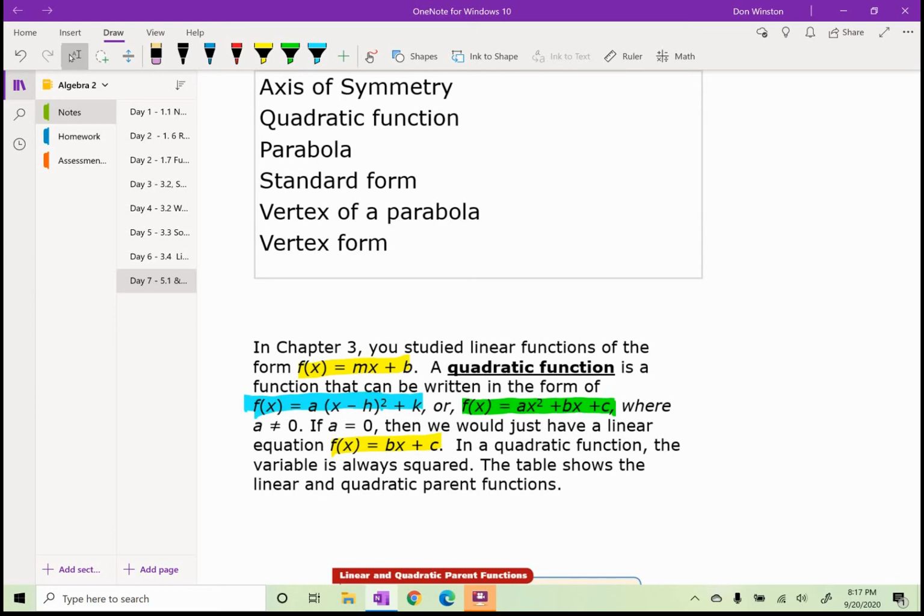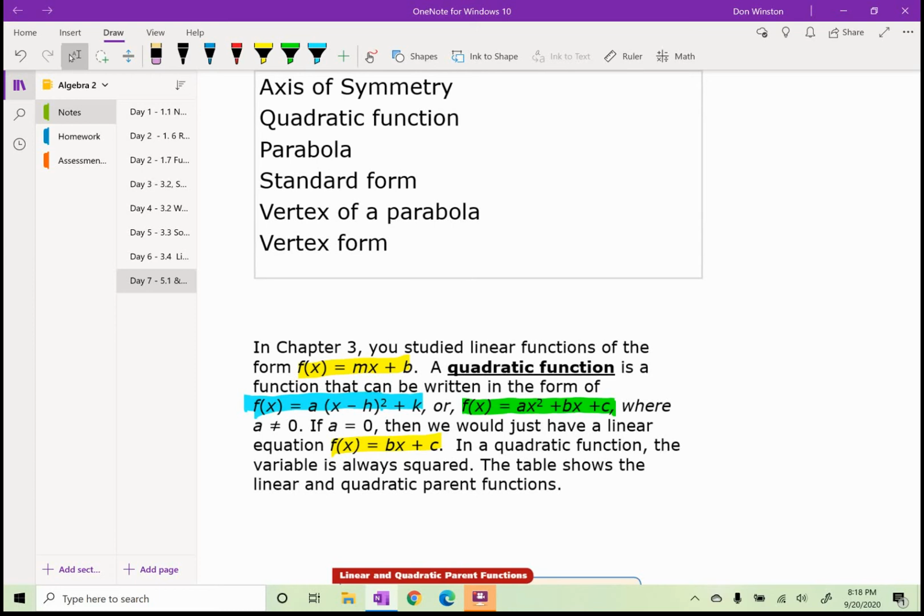A quadratic function is a function that can be written in the form of f of x is equal to a times (x minus h) squared plus k, which we call the vertex form, or f of x is equal to ax squared plus bx plus c, which is called the standard form. But in either case, we say that a is not equal to 0. For if a is equal to 0, then we would just have a linear equation, f of x equals bx plus c, and we'd be right back where we started in Chapter 3.